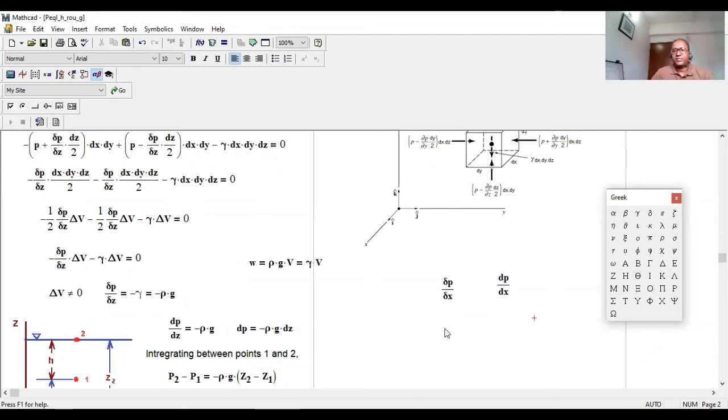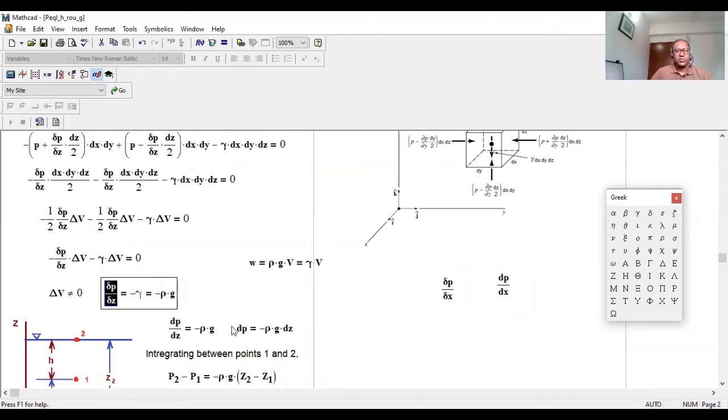If you have multiple variables, then you get the partial derivative. If you have a single variable, then you get the derivative. Okay. So right over here, there is no more variable on the right hand side. That's why instead of partial del P by del Z, we can say derivative dP by dZ.